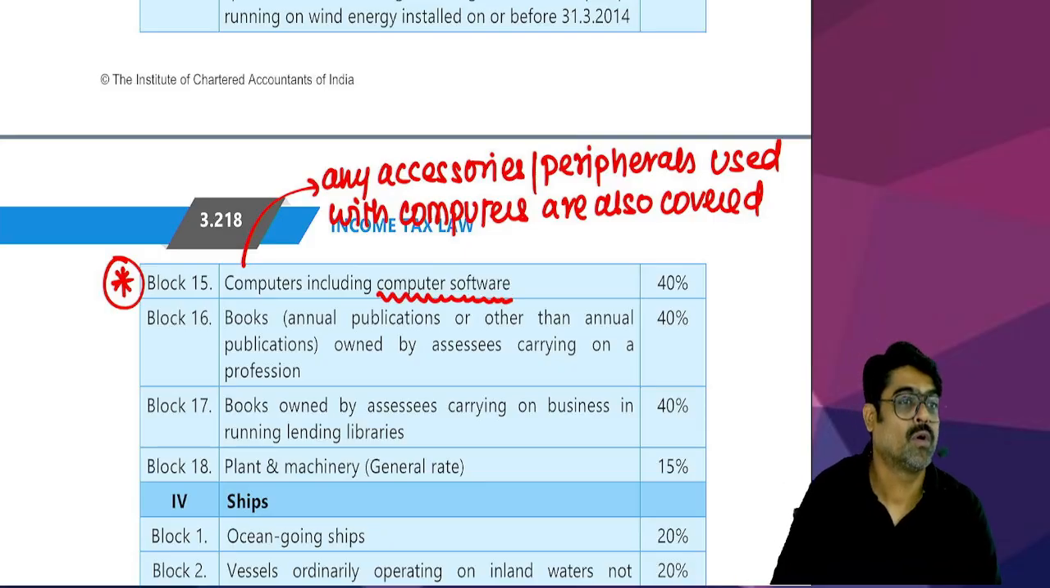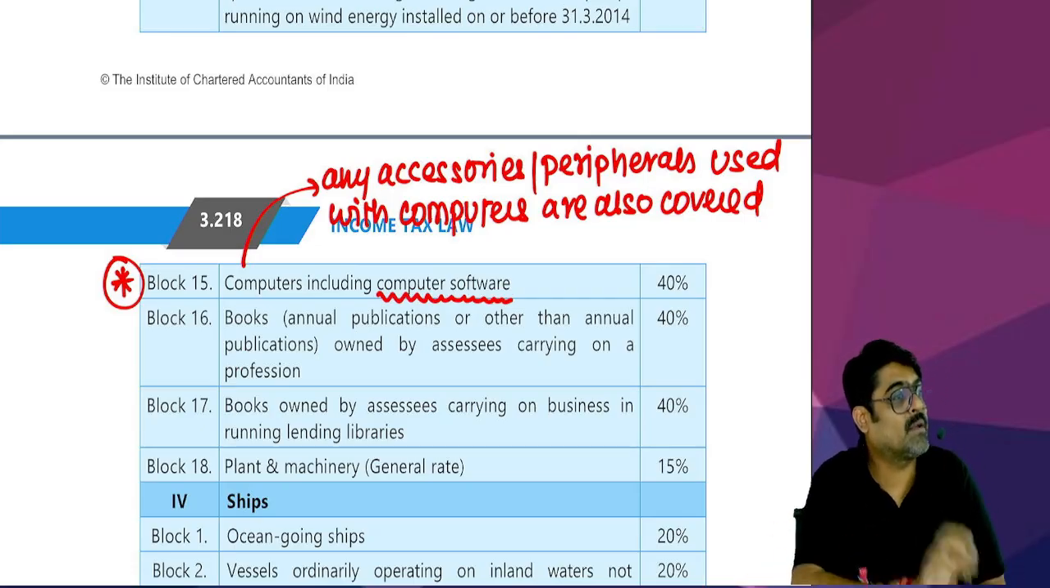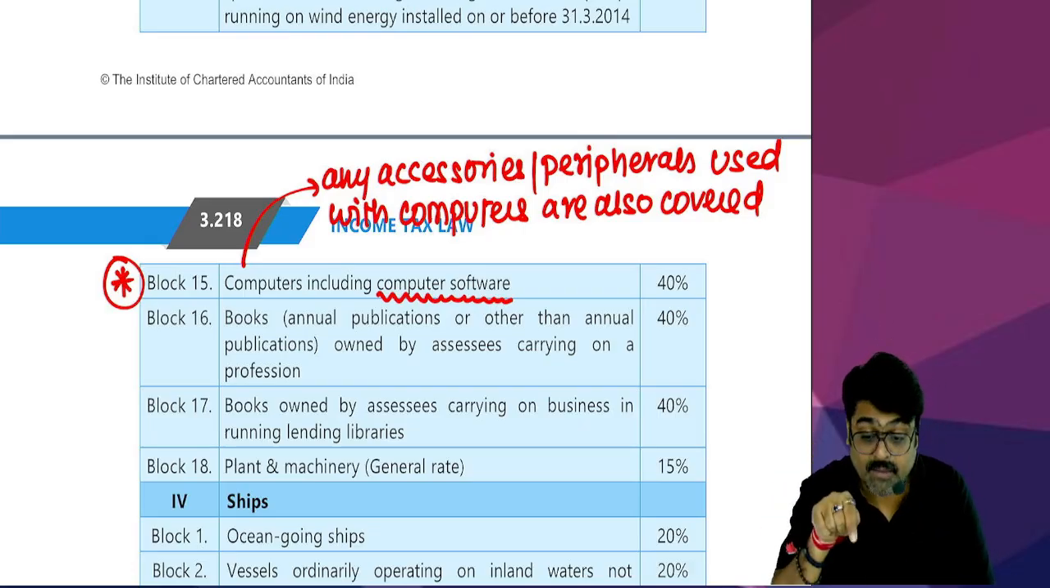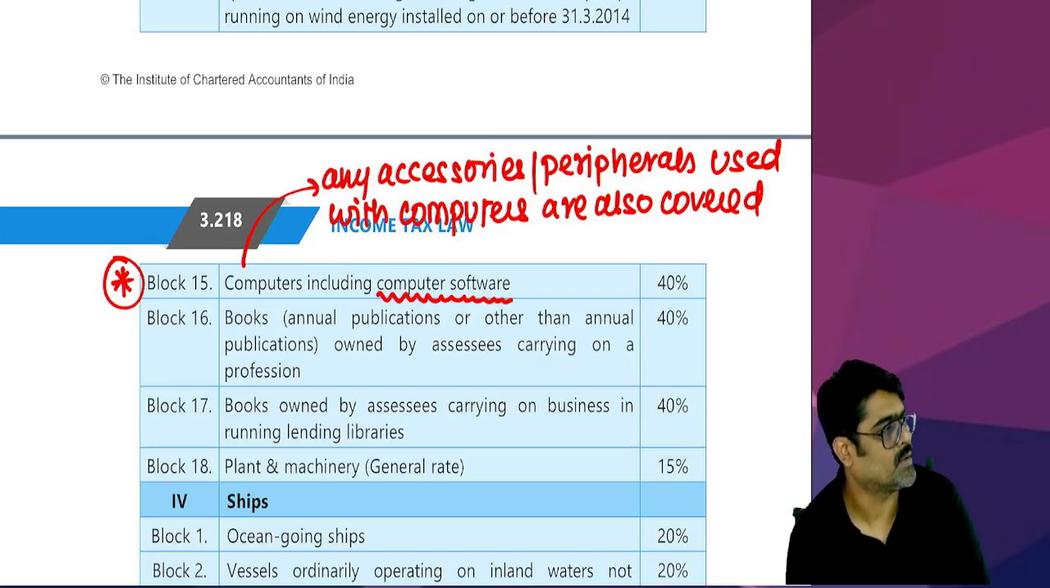What will I do with that printer? Printers are also an integral part of the computer system only. Put them in the block of computers. Write down the examples over there. Write down: mouse, keyboards, printers, UPS, servers, etc. So they will also be classified under the block of computers. Will you remember this? Sure, sir.